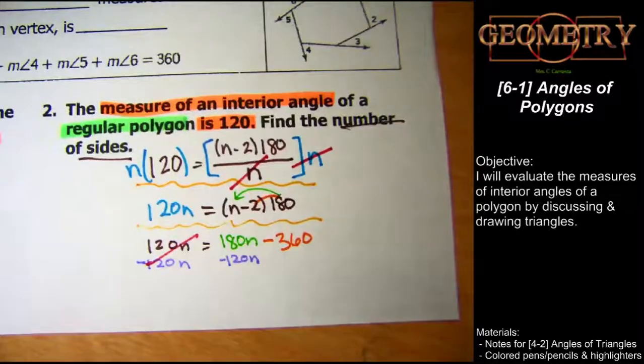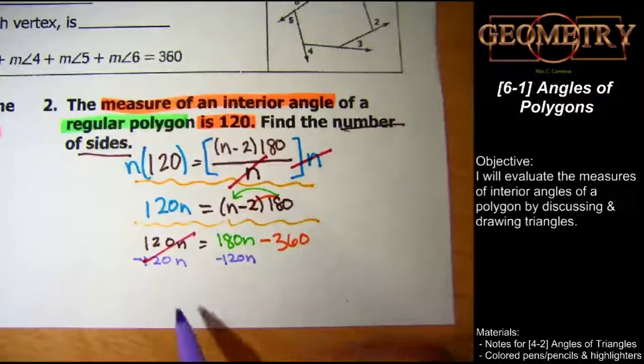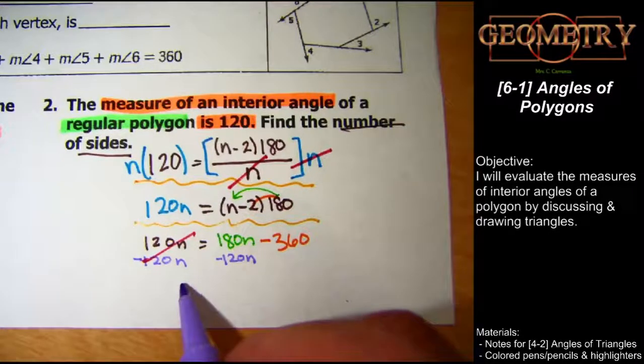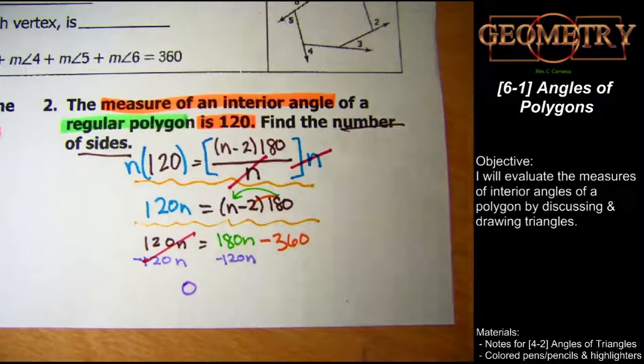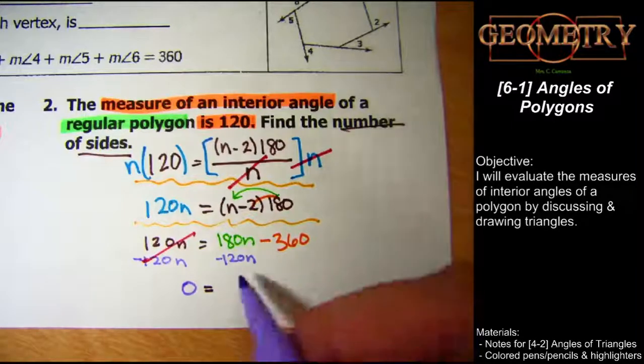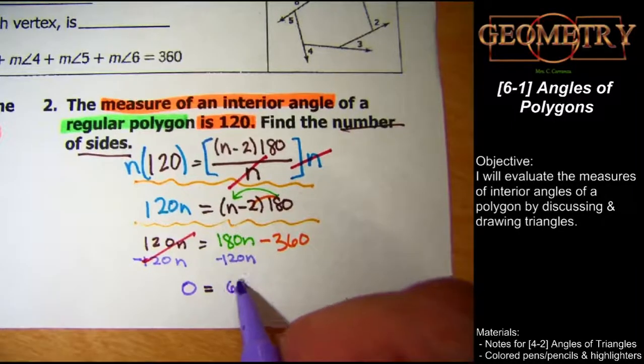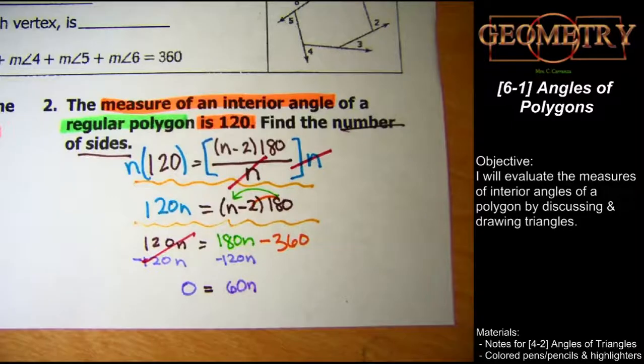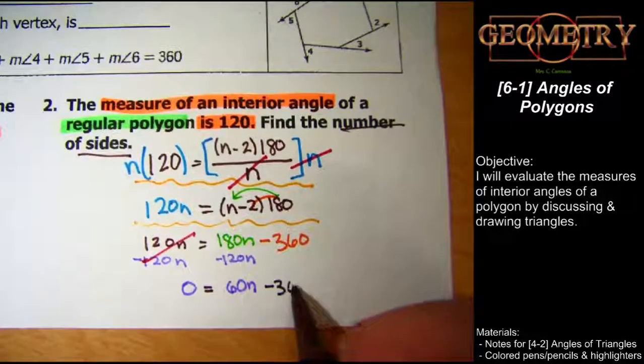120n minus 120n leaves me with how many n's? 0. I have no more n's on that side. You were already thinking over here to this other side with 180 minus 120 is 60. That's okay. Yep. All right.